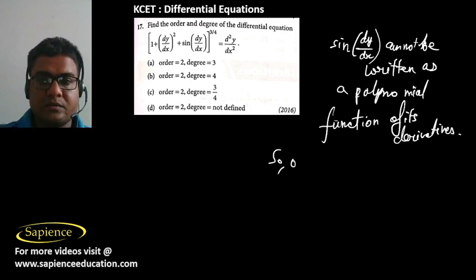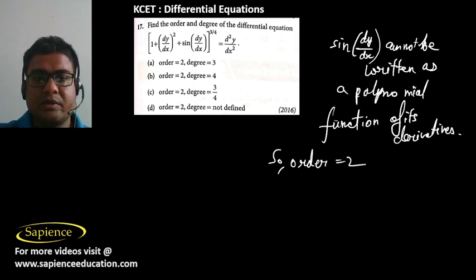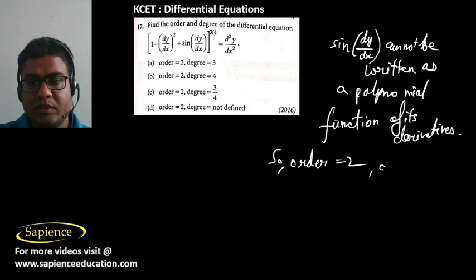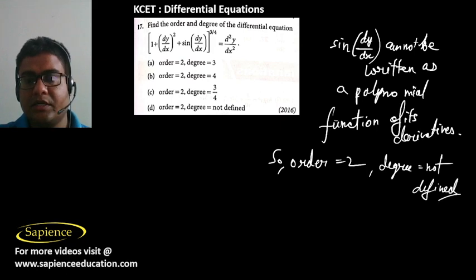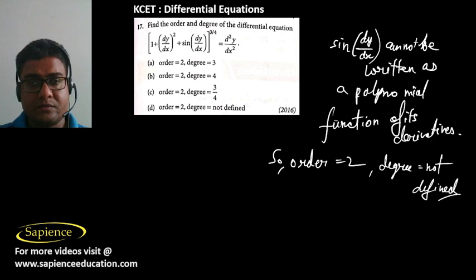So the order, the highest order derivative, that is 2. Here d square y by dx square is there. The order is 2, but the degree is not defined. It cannot be expressed as a polynomial.